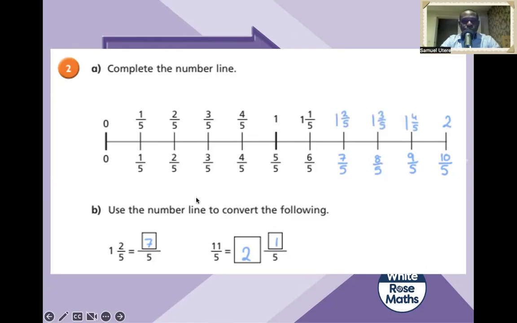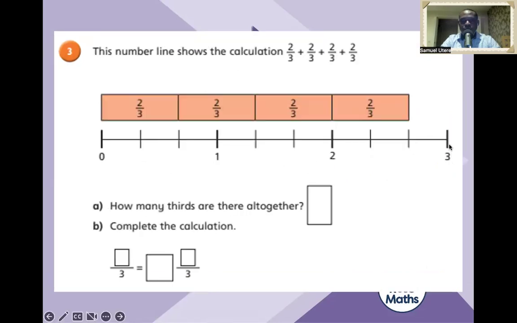Okay. And then here you're told to use the number line to convert the following. So using the number line, we can simply see that this is 7/5 and we can use this to complete it. This is 11/5. Why? Because it's just going to be 2 and 1/5. It's just like continuing the number line, trying to extend the number line more than it was shown in the diagram. Pause the video and answer question 3 in 2 minutes.